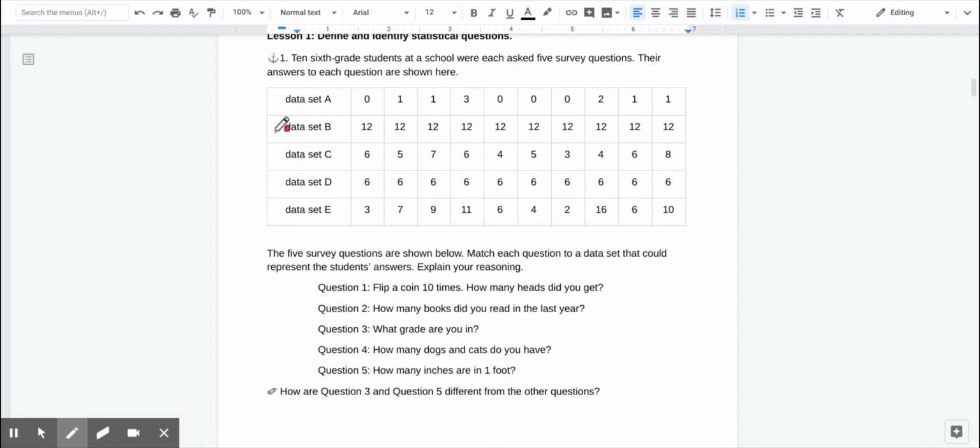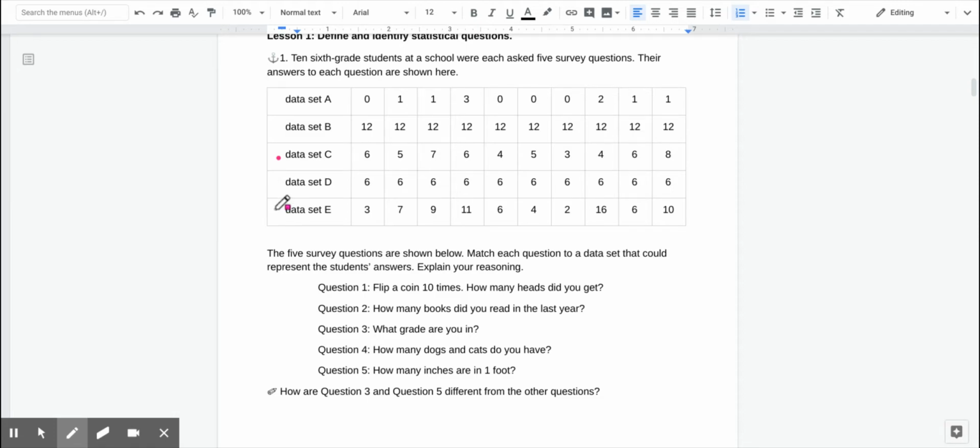Data set B gives us 12, and we can't get 12 heads by flipping a coin only 10 times, so it's not that. Data set C gives us 6, 5, 7. Oh, that could be an option, so I'm going to put a little mark by it. Data set D gives us 6s all the way across. I don't think if I asked 10 people to flip a coin 10 times that I would get 6 heads every time.